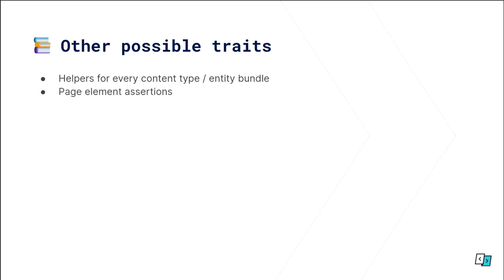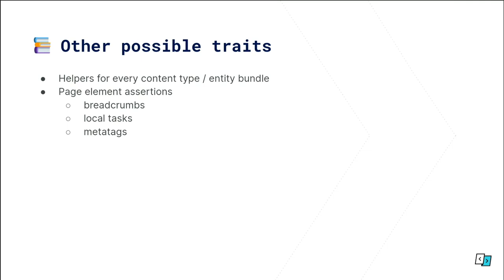Then maybe some page element assertion helpers. Like if you want to test the breadcrumbs, like I want Home, About, whatever. Maybe if you have a helper function for that, and that will check that it's got the right class names and all of that on your markup. Or you could do the same for local tasks or meta tags. You know, assert that the meta description is whatever.